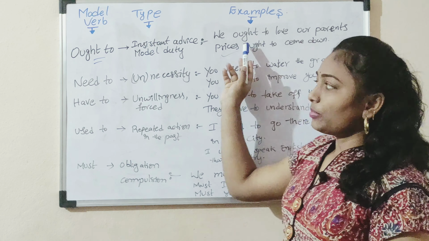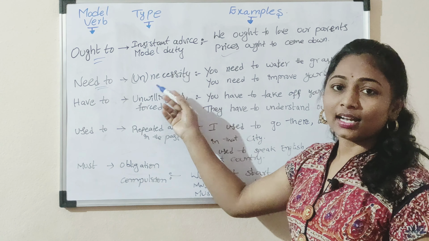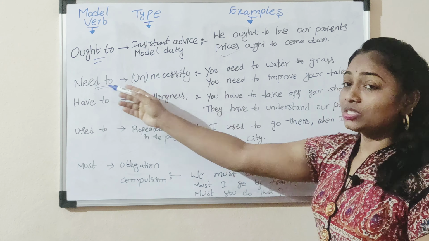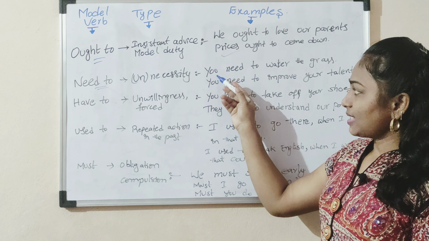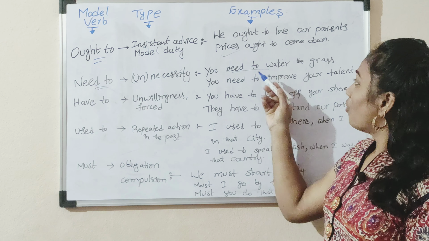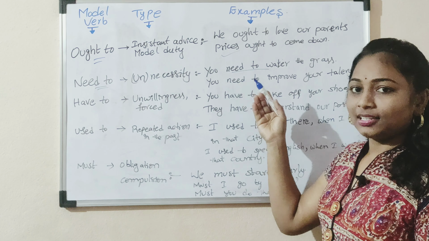Next we have need to. In situations of necessity and unnecessity, you can use need to as a modal verb. Here are the example sentences. You need to water the grass, or you need not water the grass. Positive and negative sentences are there for need to. You need to improve your talent.